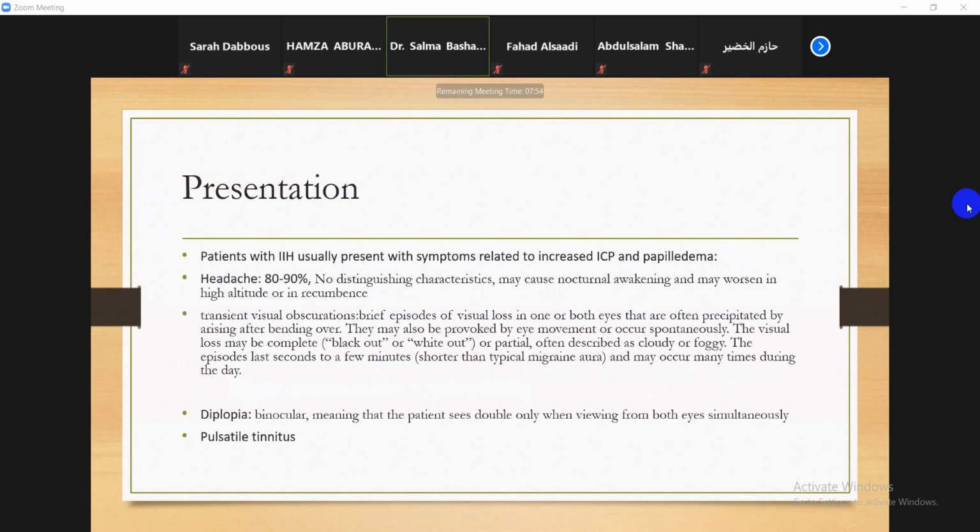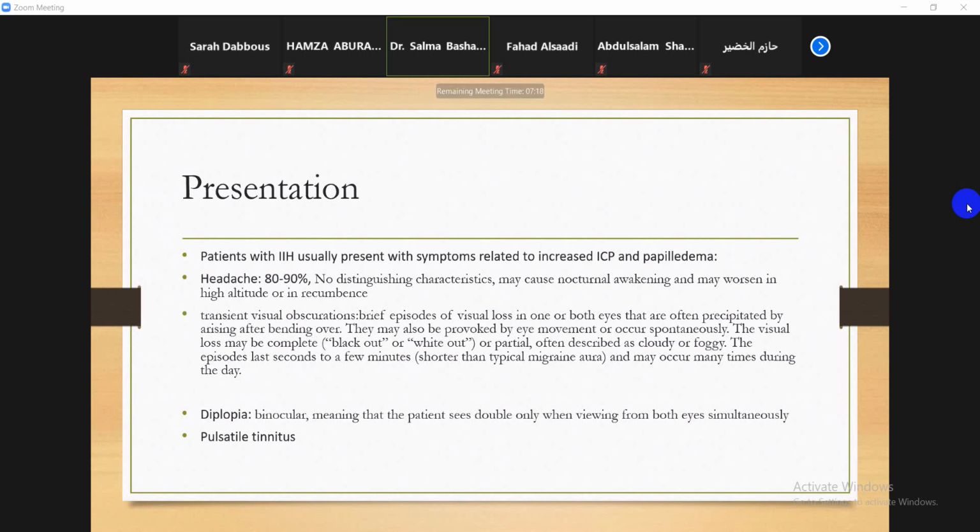Signs and symptoms of increased intracranial pressure. They have headache. Most of the patients, about 50%, will have headache. Again, no distinguishing characteristic; they describe worsening of the headache when they lie down. They have some transient, intermittent blurry vision or blackout vision in one or both eyes, lasting for a few seconds to a few minutes. Again, if left untreated, it can cause blindness.